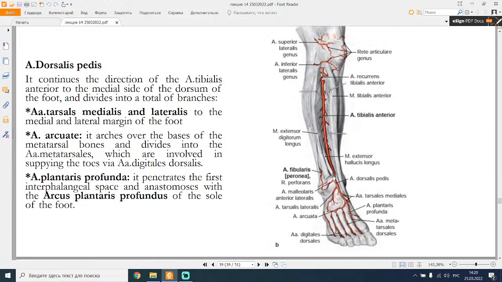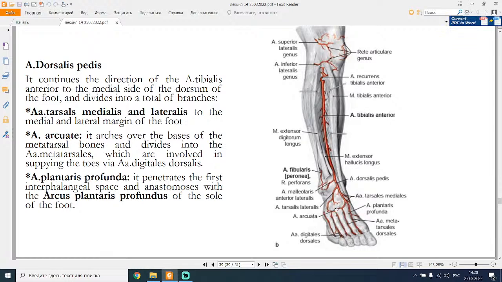Arteria dorsalis pedis continues the direction of the arteria tibialis anterior to the medial side of the dorsum of the foot and divides into terminal branches. Arteria tarsalis lateralis and arteria tarsalis medialis, to the medial and lateral margin of the foot.